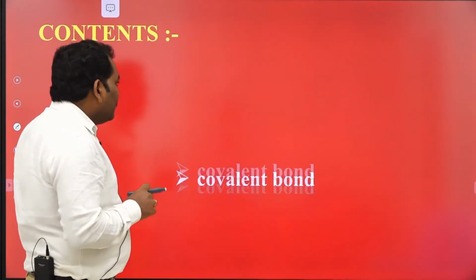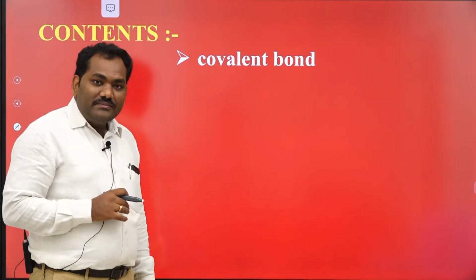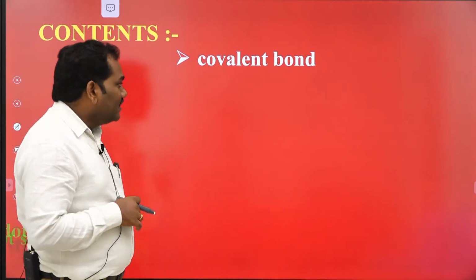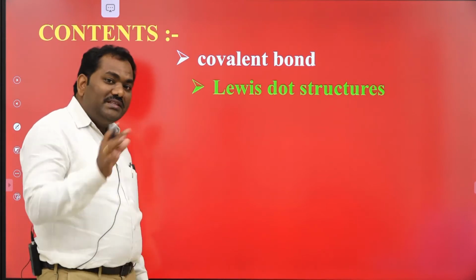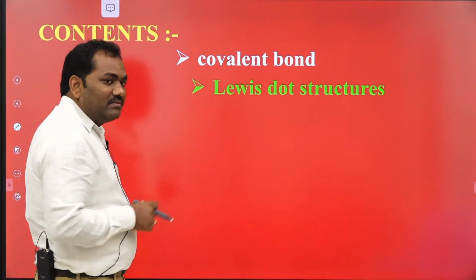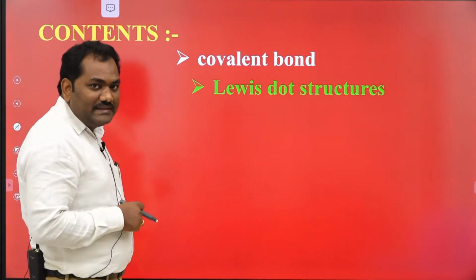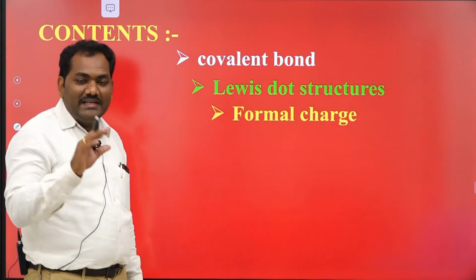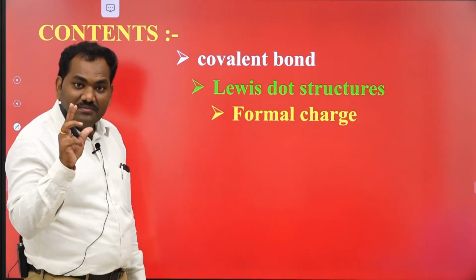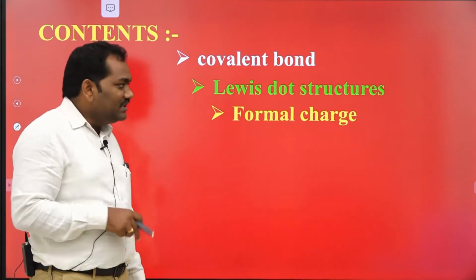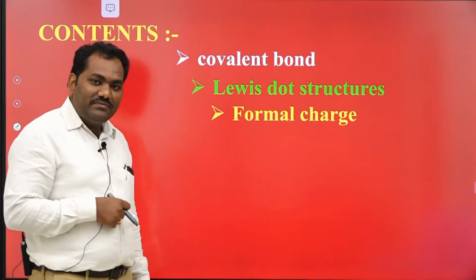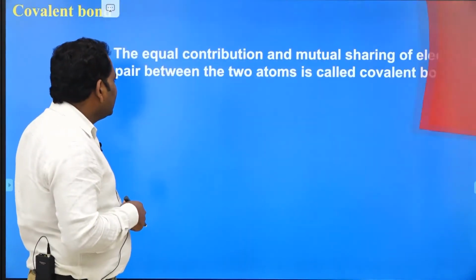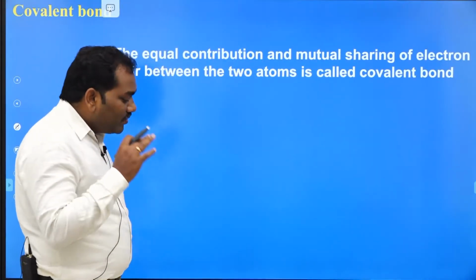Okay, today in this video the main contents are: first, what is covalent bond; second, how to write the Lewis dot structures for these covalent molecules; and third, what is formal charge, and how to calculate the formal charge of an atom in a molecule. These are the main contents in this video. Let's discuss what is covalent bond.